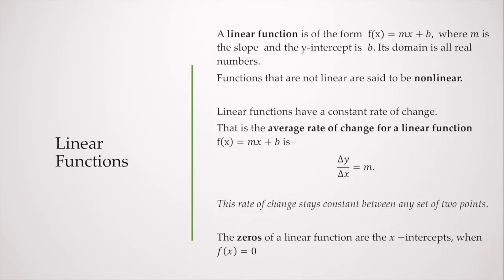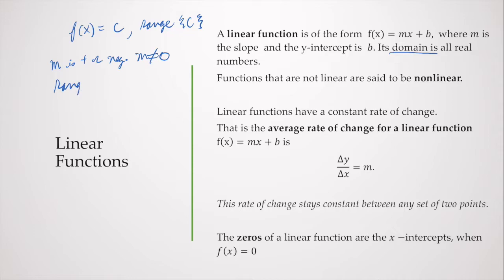So a linear function of the form f of x equals mx plus b has a domain that is all real numbers. Its range is what changes. Remember, if I have a constant function, so f of x, say, equals some constant c, then my range, which is all possible y values, is just going to be that c value. If I've got a positive slope or a negative slope, i.e. m doesn't equal 0, then the range goes from negative infinity to positive infinity.